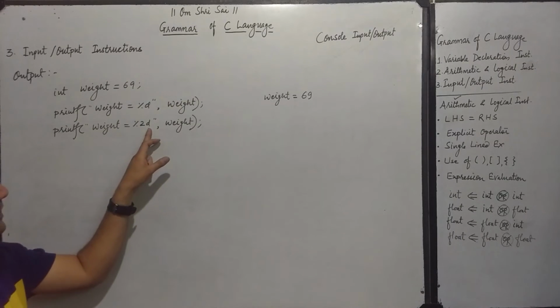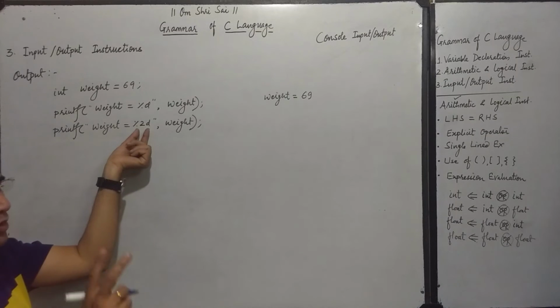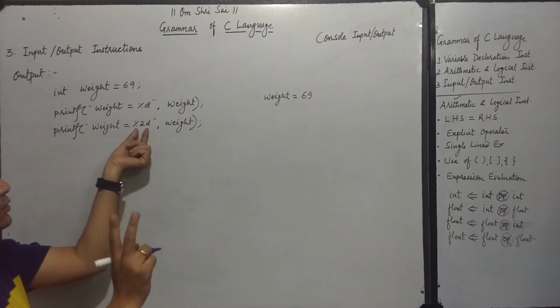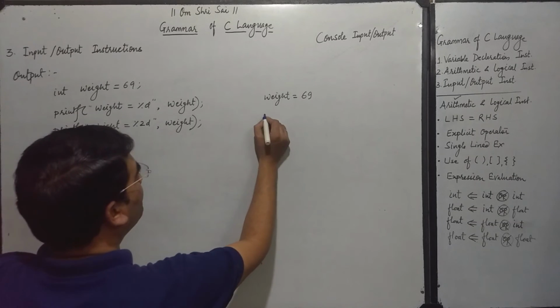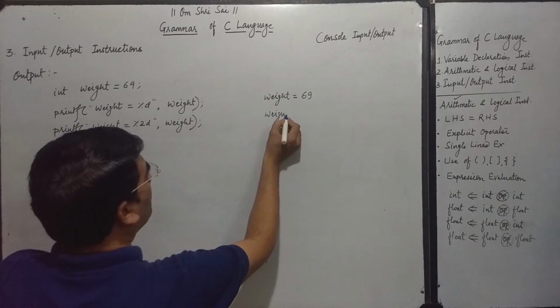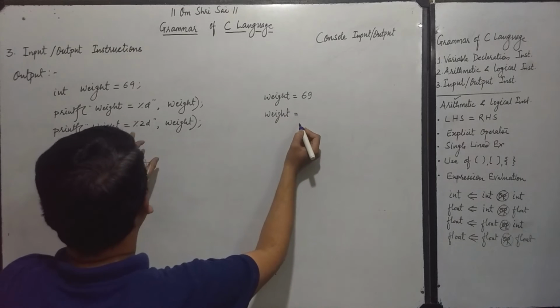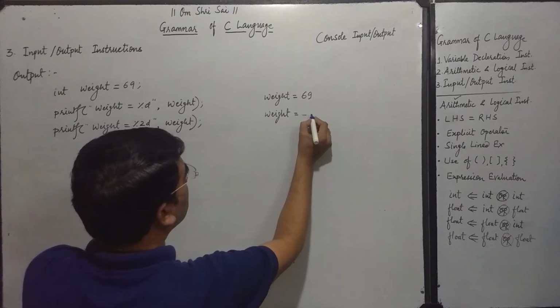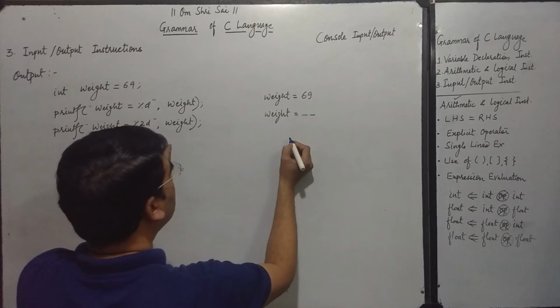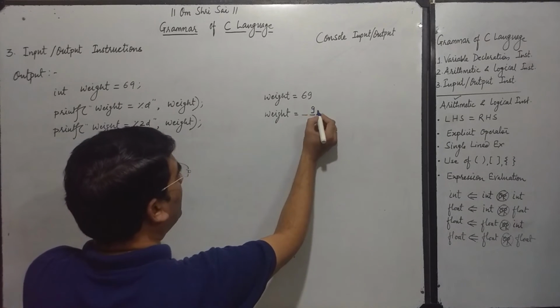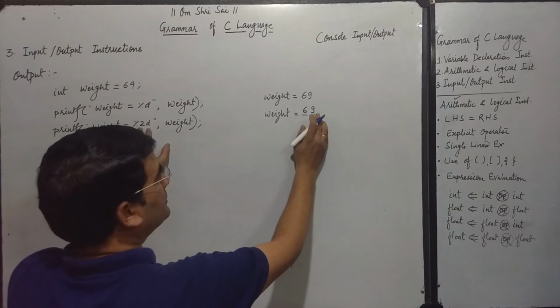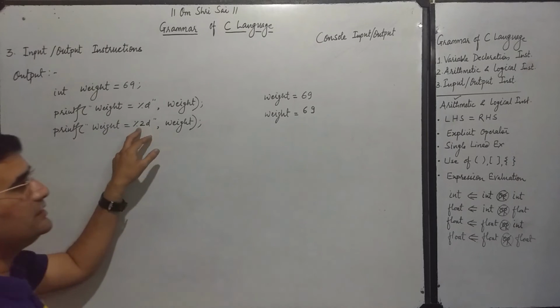यहाँ पर 2d का मतलब है the system will allocate 2 decimal places or 2 digit places for the output. So यहाँ पर weight is equal to, and it will allocate 2 digits. These are 2 digits. और यहाँ पर 9 and 6. So that will be the output. 69 will be displayed.